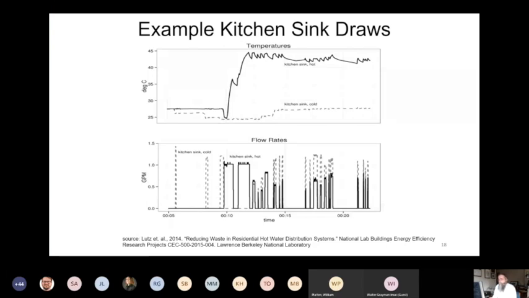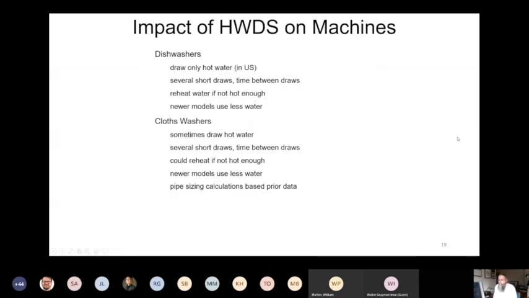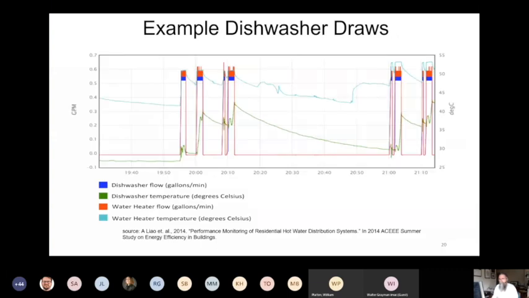And there's lots of uses, and they're intermittent. Next slide. This is about machines. I'll show an example of dishwashers. Keep going, except to note that the pipe sizing calculations are based on clothes washer water use from clothes washers in the field, and the draw rates may be quite a bit smaller.